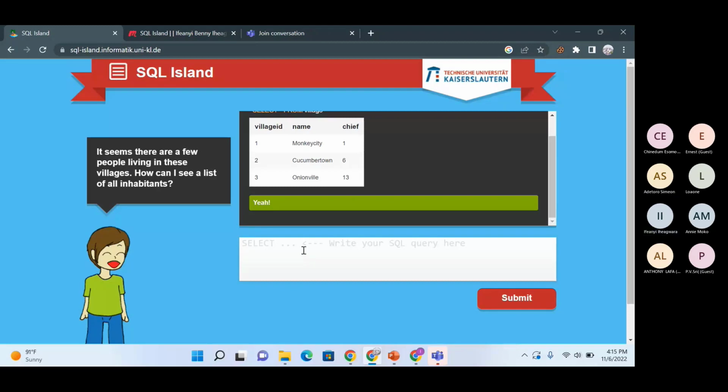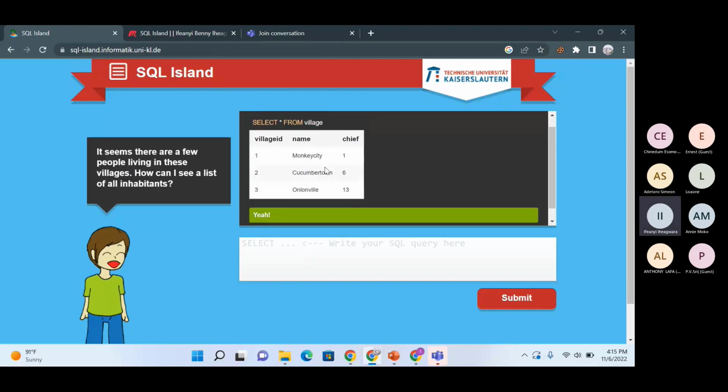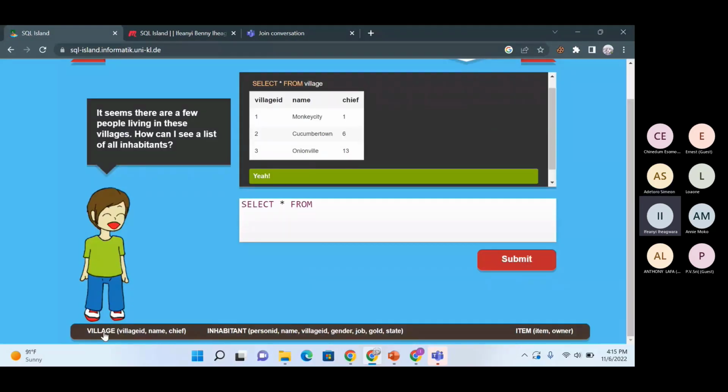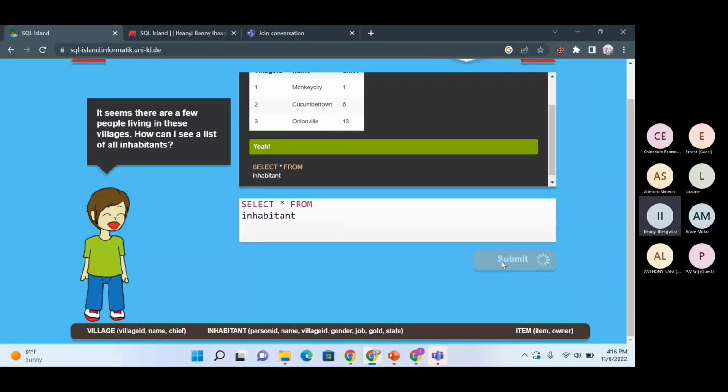First of all, they want to see a list of all the habitants. You need to write an SQL query here, and to do that, use the SELECT. So you want to see a list FROM. All the tables are here. There are three different tables you are working with. You have the village table, which has the village ID numbers, the names of the villages and the chiefs. You have the habitants table, which we're going to use now to bring out everybody in this village. Then you also have another table, the item table, which has different items and their owners. So we'll write the name of the table here, and we run the query.